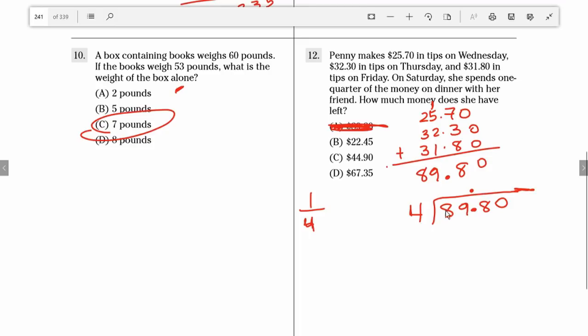Does 4 go into 8? It does. 2 times. 4 times 2, of course, is 8. Subtract. 8 minus 8 is 0. Again, just drop down all these numbers.